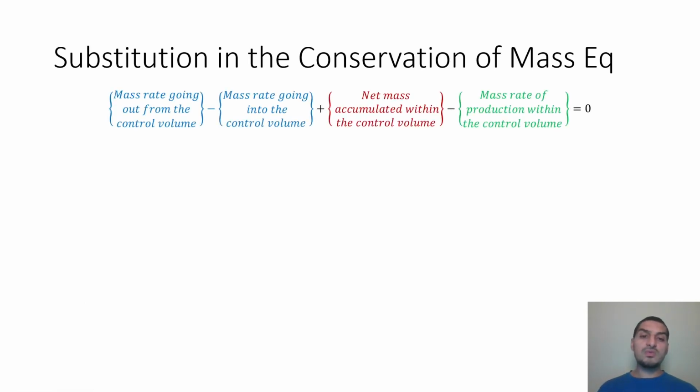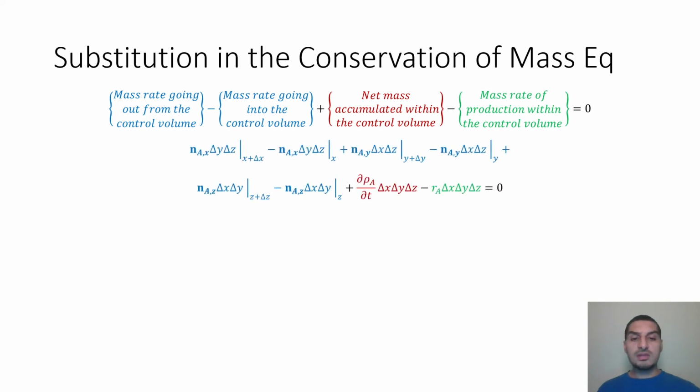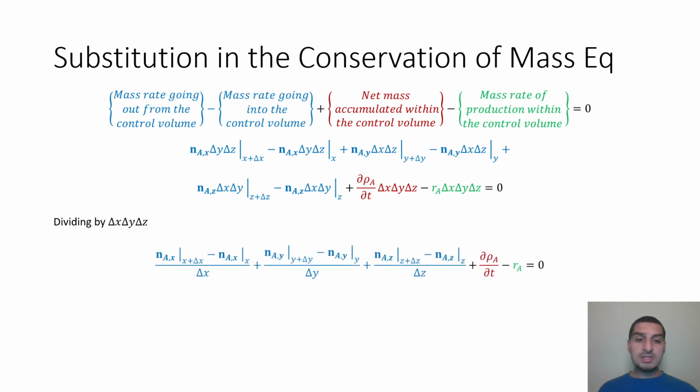So now when we substitute in the equation, you will find that we have two terms for each direction or each dimension. So I have two terms for X, two for Y, and two for Z, and this is what we get. Now we have the mass accumulated is this, and the mass rate of production is this. We can divide everything by delta X multiplied by delta Y multiplied by delta Z. So this is how the equation would look like. The last two terms are now done, and they're very simple now.